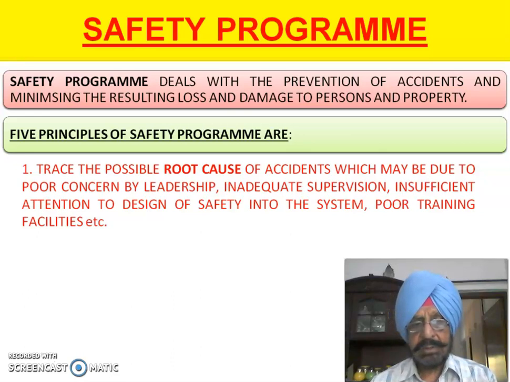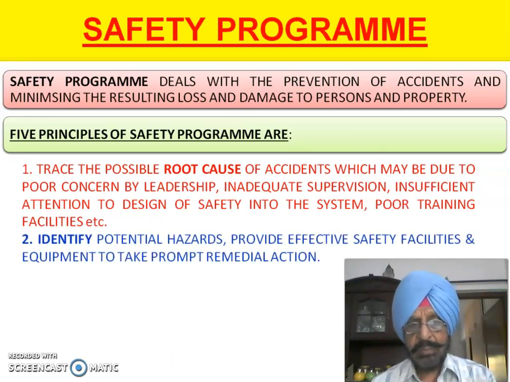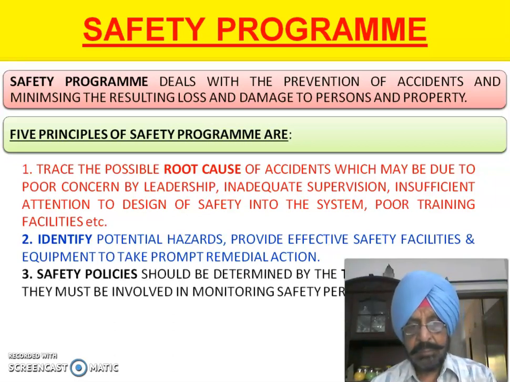The second point is to identify potential hazards and provide effective safety facilities and equipment to take prompt remedial action. For example, fire can be one particular hazard. So safety precautions are, you have to have firefighting equipment, then separate pathways for going out, switching off electricity and all that, and prompt remedial measures and safety equipment for firefighting.